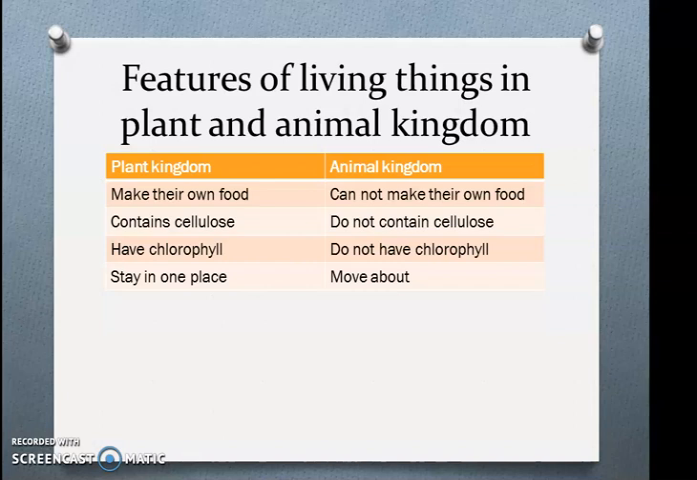The second thing that makes them different is, if you remember the unit on the cell, that in plants the cells are made of cellulose, but in animals there is no cellulose. The hardness in plants is provided by cellulose. Every plant will have cellulose, but animals don't have cellulose. Now plants have chlorophyll. This chlorophyll they use to make food by photosynthesis. But animals don't have chlorophyll, so animals cannot make their own food.